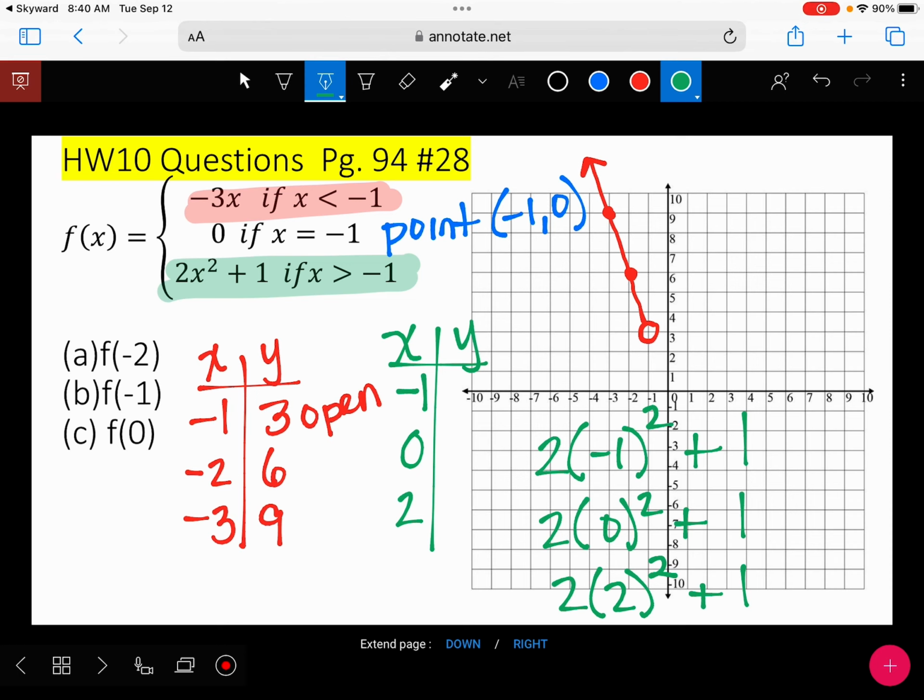Now, again, I just picked these numbers. I picked zero because it said zero over here, but you didn't have to pick two. You could have chosen one. You could have picked three. You could have picked five. I just picked a number, any number greater than negative one. So you pick the numbers.